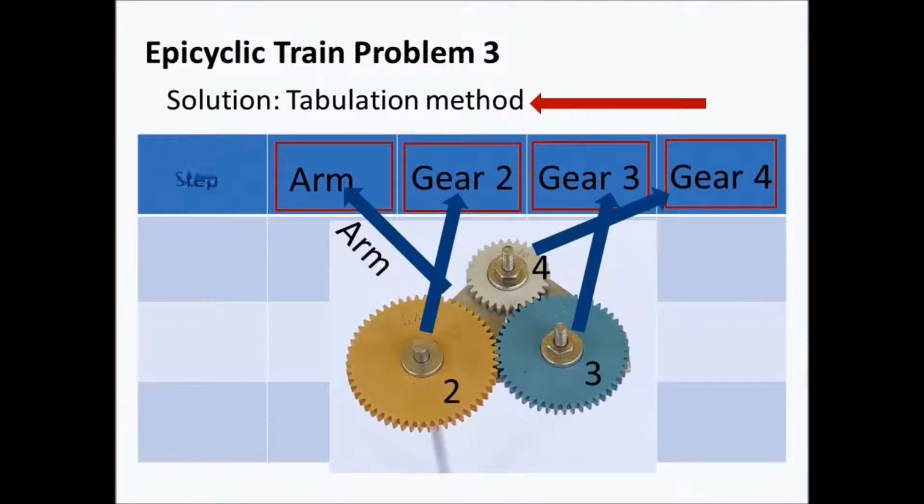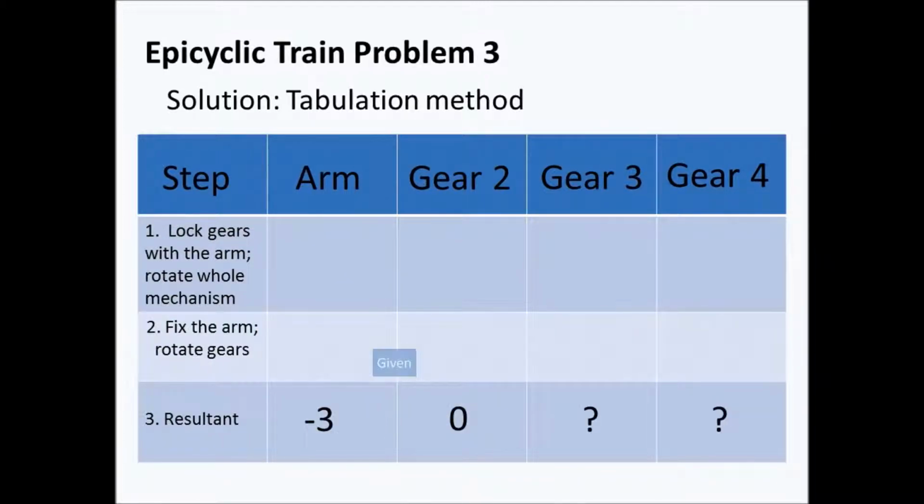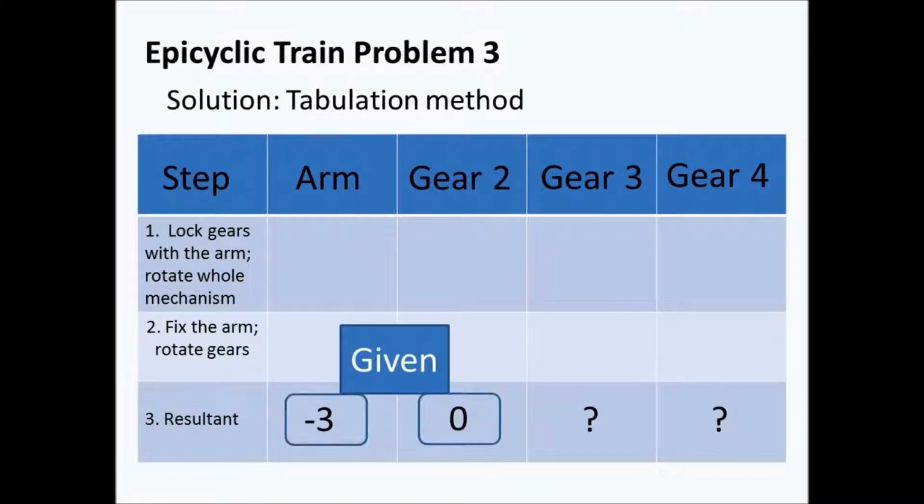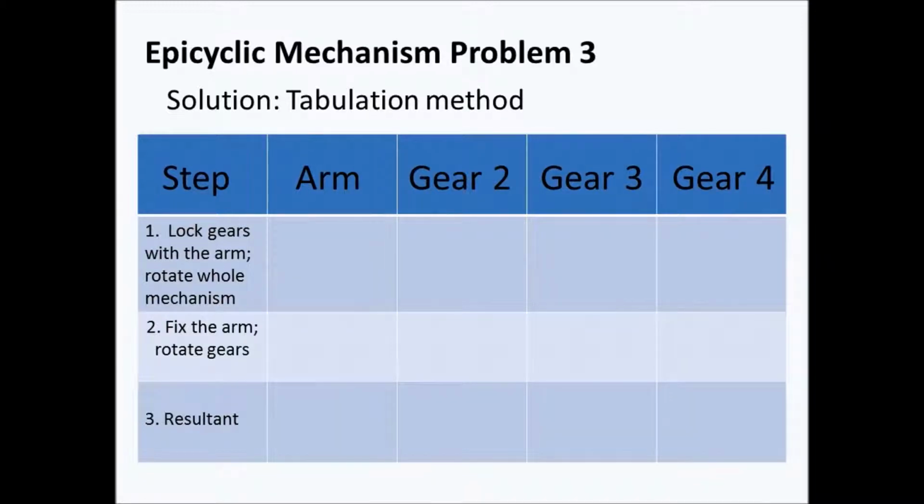Our 3 steps include that of locking the arm with the gears and rotating the whole mechanism. Second step involves that of holding the arm stationary and rotating the gears, and the third step is that of finding the resultant. We do remember that these two values, -3 for the arm and 0 for the gear, are given, and we have to determine the gear 3 and gear 4 rotation. We can proceed with our first step.